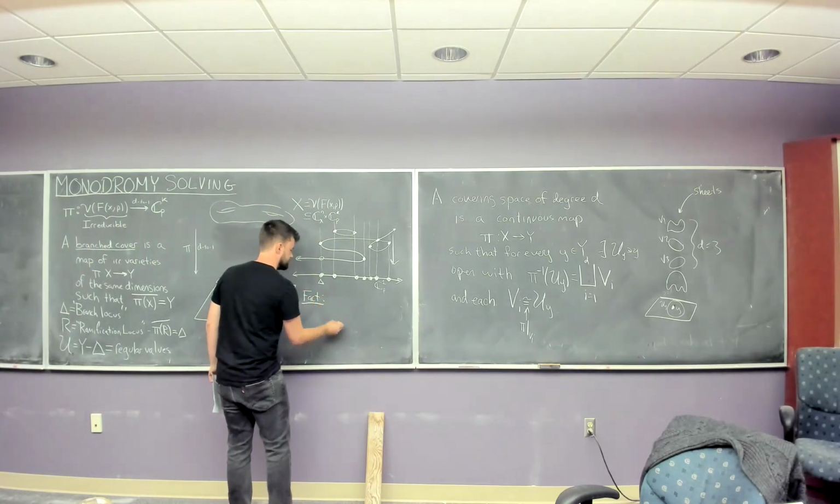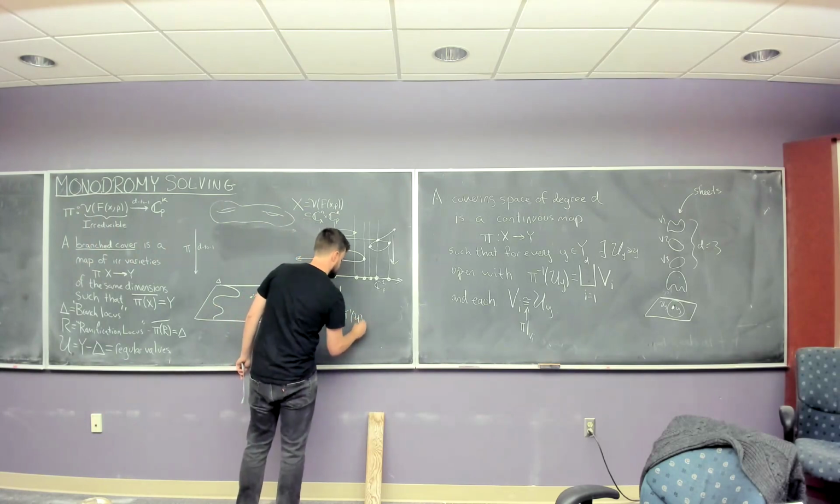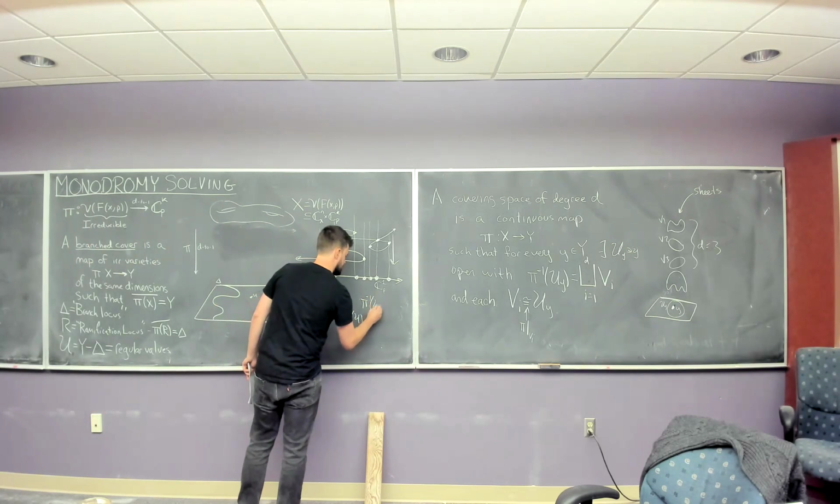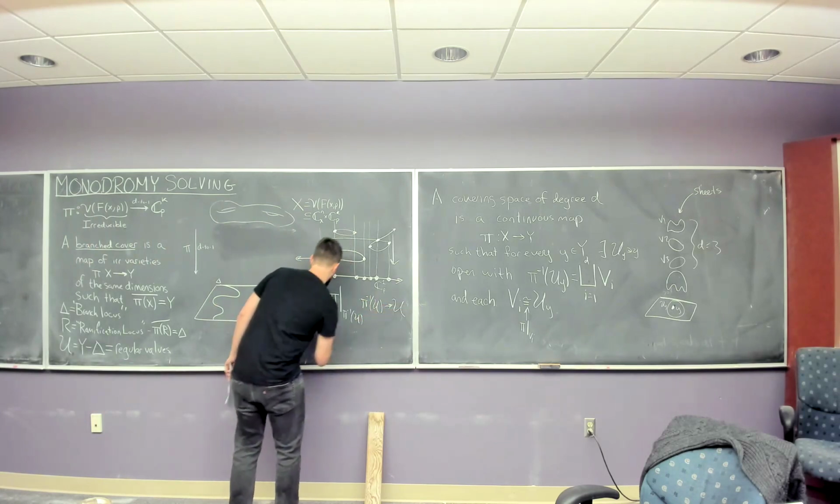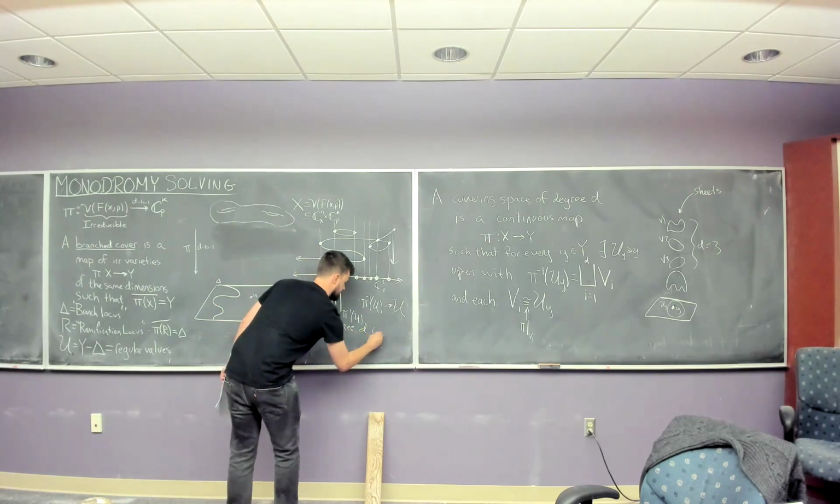In fact, if I restrict it to the image of U, it is a degree D covering space.